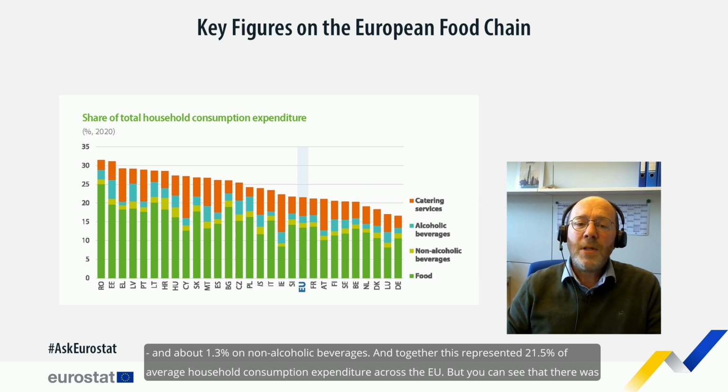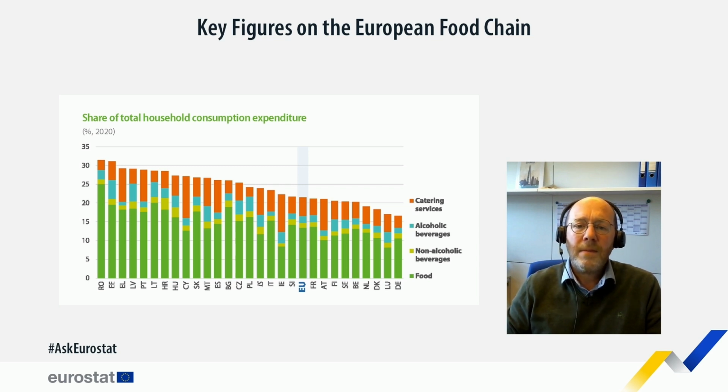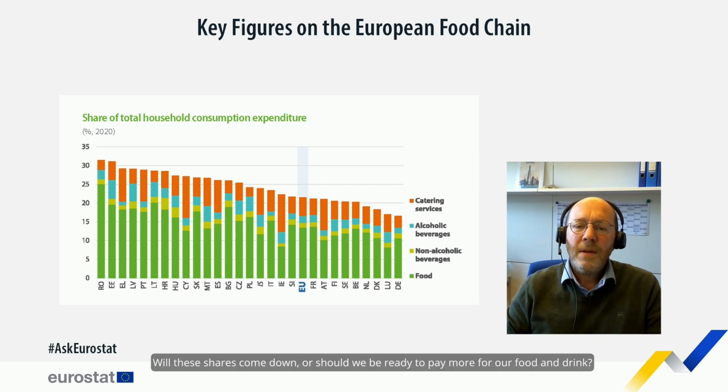But you can see that there was also huge variation, from an average 16.6% in Germany to 31.5% in Romania. Will these shares come down? Or should we be ready to pay more for our food and drink?